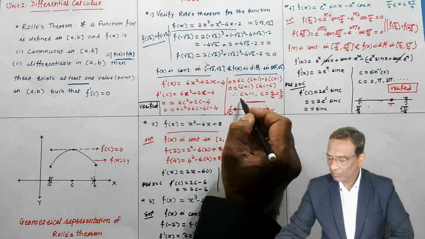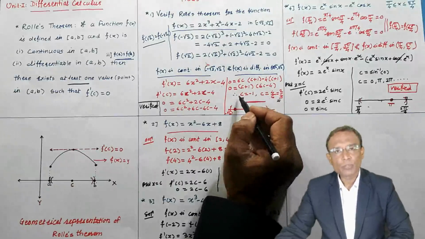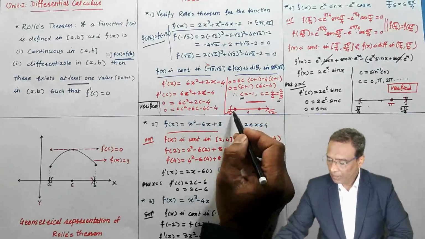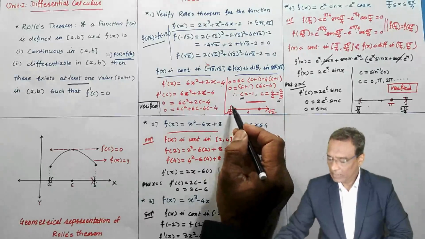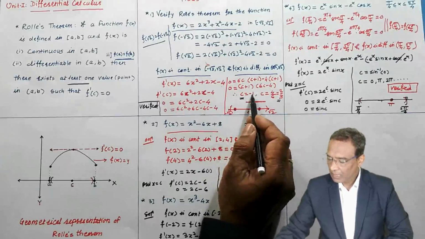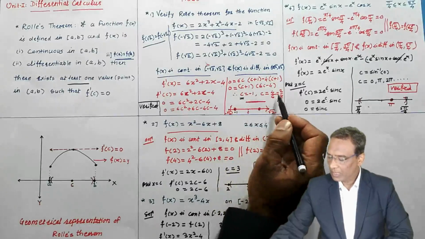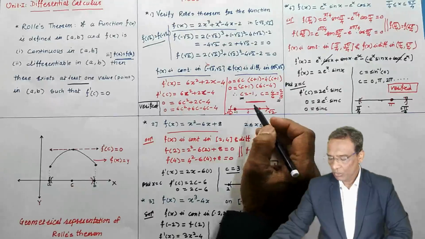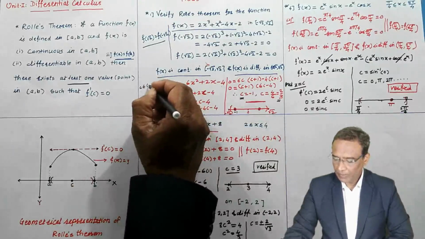Two values of c we have obtained, and at least one of these two must be in the open interval. This is the open interval from minus root 2 to root 2, and c equal to -1 is somewhere here, and c equal to 2 by 3 is somewhere here. So these two values belong to the open interval (a, b), that is, minus root 2 to root 2.